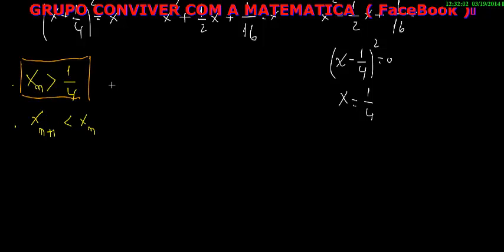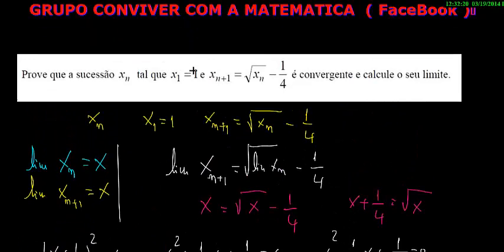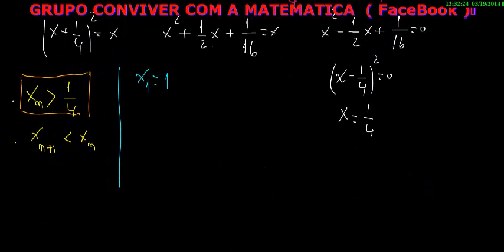I'm going to make this by induction in the set of the natural numbers. So for the first one, I must see about x index 1, and x index 1 equals 1. The text tells us about that; it is written here. So 1, of course, is greater than 1 over 4.